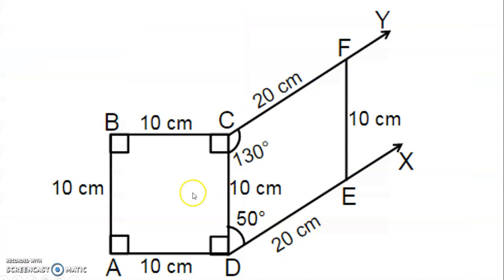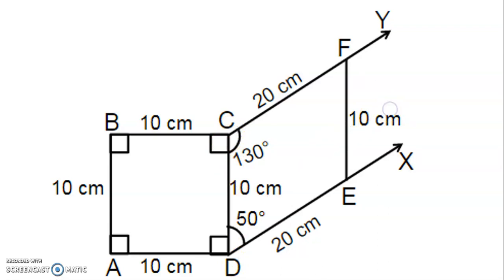So you will have a rough diagram of this type: 10, 10, 20, 10, 20, 10. You will construct the square first using your compass and scale. Then you will construct this parallelogram with this as base. So have fun and enjoy these drawings.